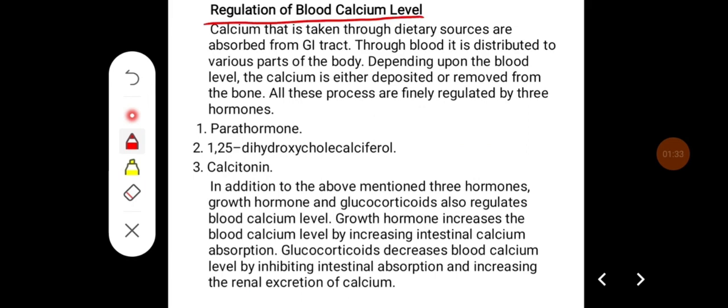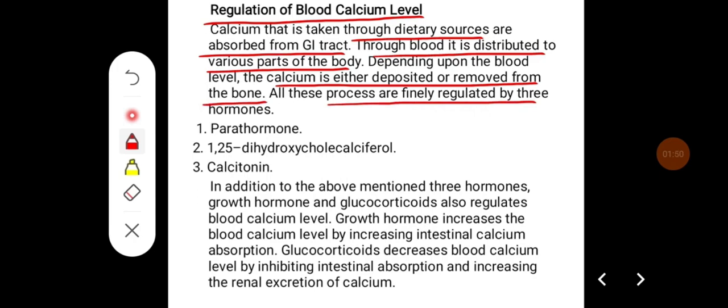Regulation of blood calcium levels. Calcium is taken through dietary sources or absorbed from the GI tract. Through blood, it is distributed to various parts of the body. Depending on the blood level, the calcium is either deposited or removed from the bone. All these processes are finally regulated by three hormones. That is mainly the parathormone, second one is 1,25-dihydroxycholecalciferol, and third one is calcitonin.